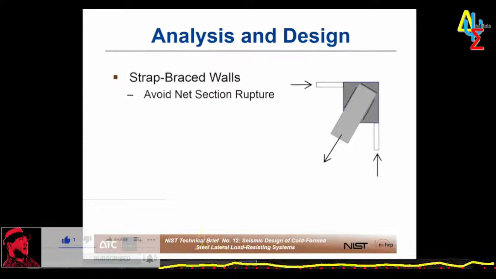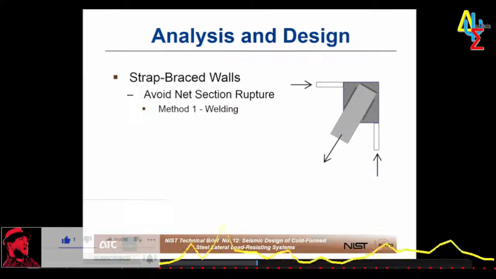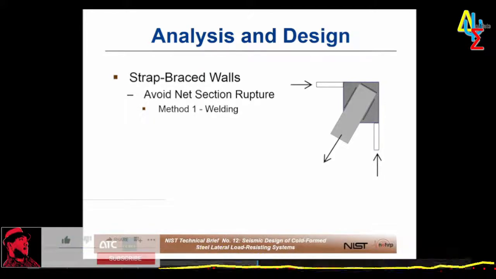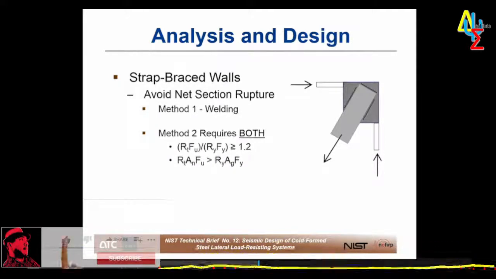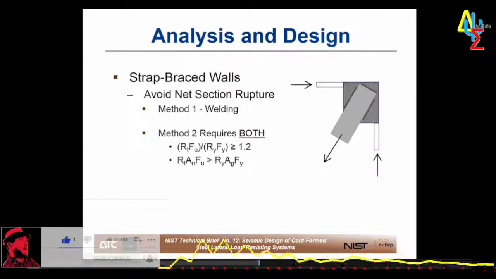So there's two methods that we can use in S400 to ensure that that doesn't happen. Method one is to just use welded connections configured to ensure that yielding of the gross cross section of the strap can occur. And method two is to ensure that the net section rupture strength exceeds the strap expected yield strength by meeting both of the requirements listed. One of the ways of meeting method two is to use tapered or dog bone type straps with a narrowed zone for yielding.